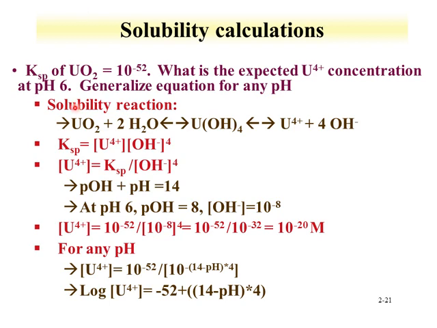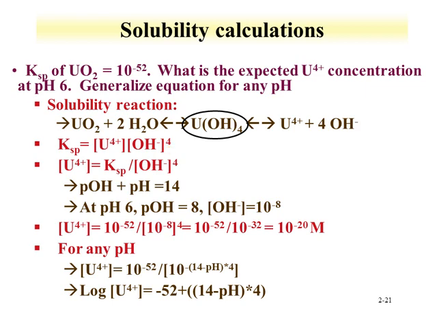The solubility reaction listed here, where I have the uranium dioxide, water gets added to it. I make this species, the uranium OH4. That then dissolves into the tetravalent uranium species and 4 hydroxides. The KSP is just the product of the uranium and the hydroxide raised to the 4th.